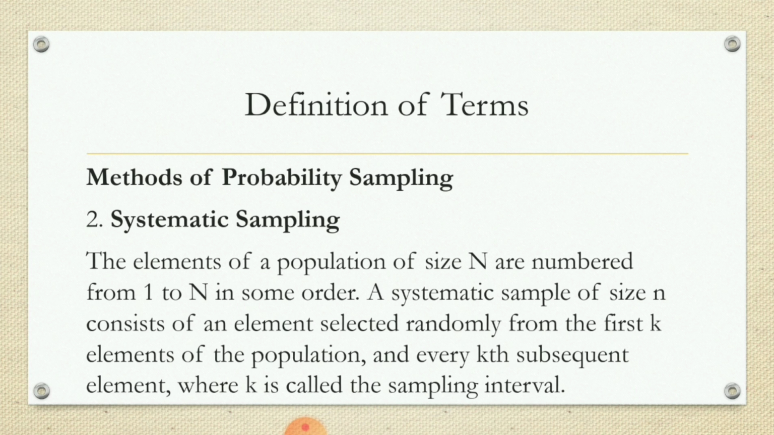For example, I have a population of 1,000. So this population will be assigned a number from 1 to 1,000. And I will choose my sample depending on my system. Let's just say I have to draw the samples with the numbers ending with 5. So those will be my samples.